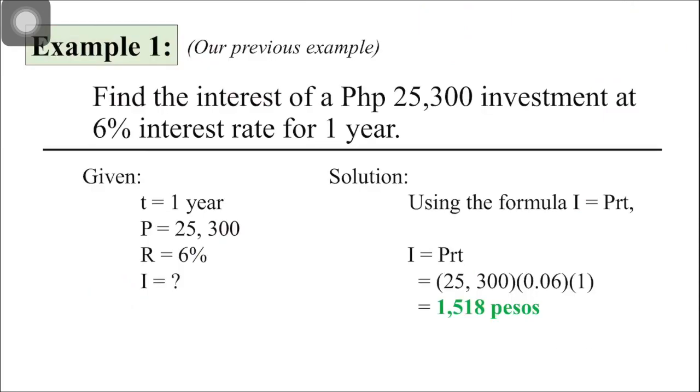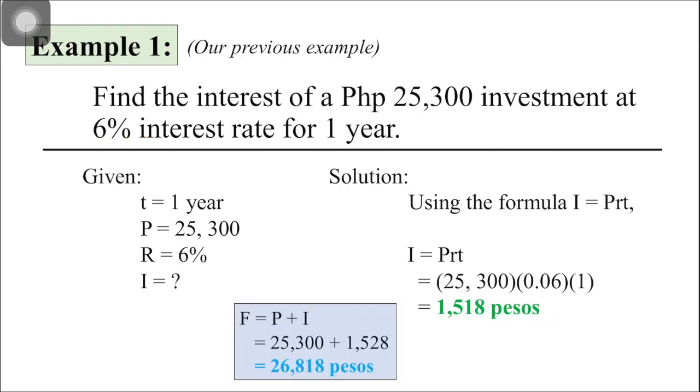So, example number 1. Find the interest of a 25,300 investment at 6% interest rate for 1 year. So, this is the example from earlier. The 25,300 investment at 6% interest rate for 1 year earned 1,518. So, after 1 year, the 25,300 becomes 26,818. So, this is the maturity value or the final value.